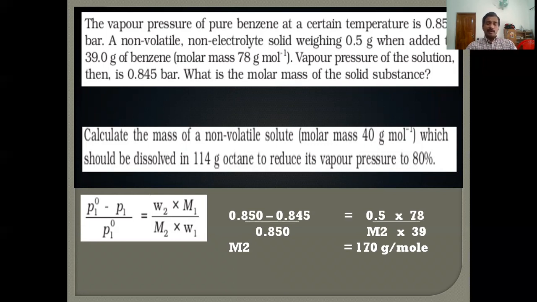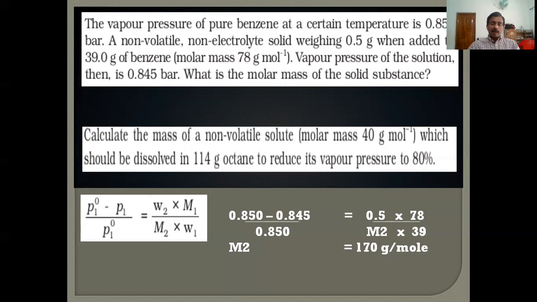Now the second question. Calculate the mass of a non-volatile solute, molar mass 40 gram per mole, which should be dissolved in 114 gram of octane to reduce its vapor pressure to 80%. That means 20% decrease is required. So by adding a very small quantity of solute, it is not possible to attain. Large quantity of solute is needed. If you are adding large quantity of solute, then it is not a dilute solution.